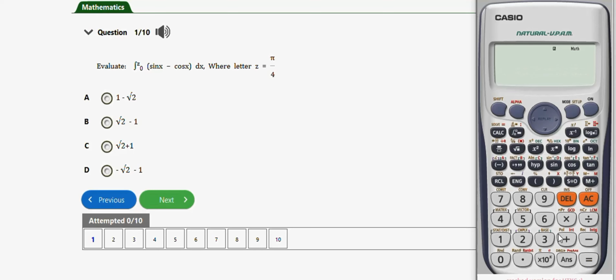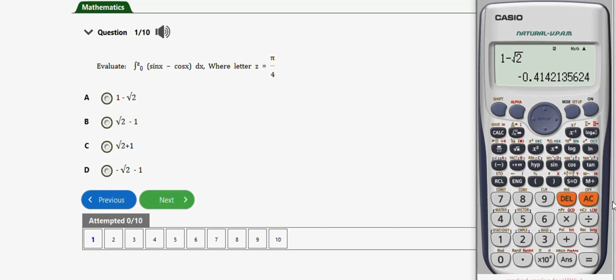Let's press equal to see the output. We have it to be minus 0.414. Right now, let's simplify the options. Since the calculator gives us minus 0.414, that will be the answer. Let's begin with option A: we have 1 minus square root of 2. Press equal to, and to put it in decimal, press the SD button. We have minus 0.414, so the right answer is option A.